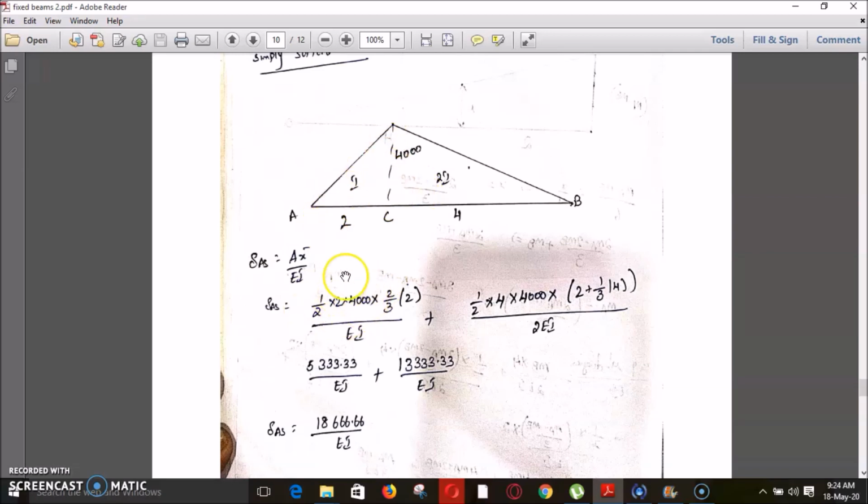This is my area, and the X bar value from here will be 2/3 of this span, that is 2/3 of 2, divided by EI, since here the flexural rigidity is I. Coming to this section, the area is half, base is 4 and height is 4000. This is the area, and the X bar value from here will be 1/3 of 4 plus this 2, which gives the length from here to this point. So the X bar value is 2 plus 1/3 of 4, divided by EI. Here I is 2I in this section, so 2EI.